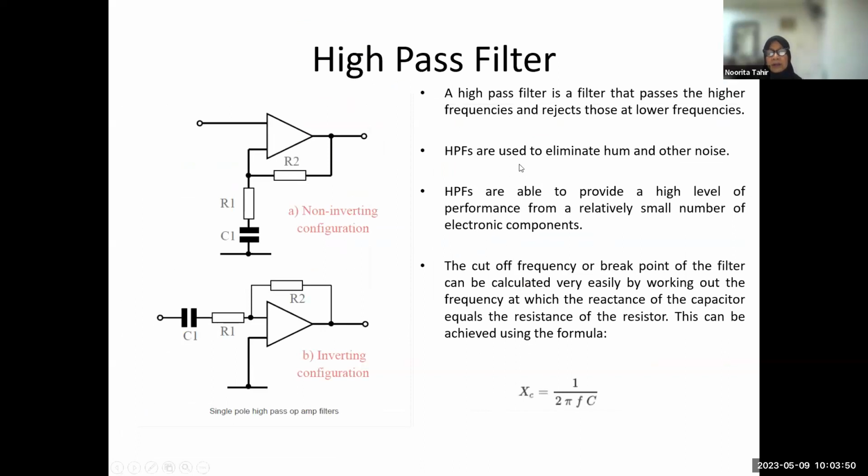So, where do we actually utilize high pass filter? Normally, it is to reduce hum or noises, because high pass filters are normally able to provide a high level of performance from small electronic components, and the cut-off frequency or the breakpoint of the filter. We are only using one formula, but it is just which filter are we talking about? All the formulas are Xc is equal to 1/2 pi Fc. But are we now talking about low pass filter or high pass filter?